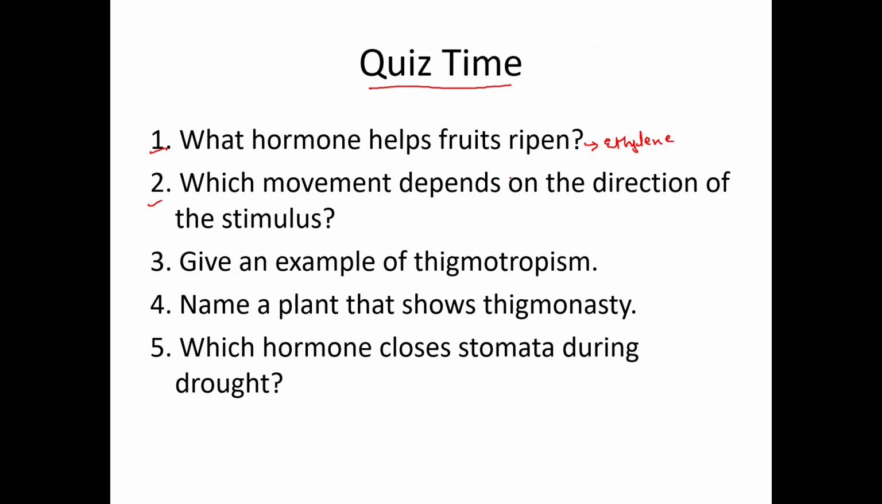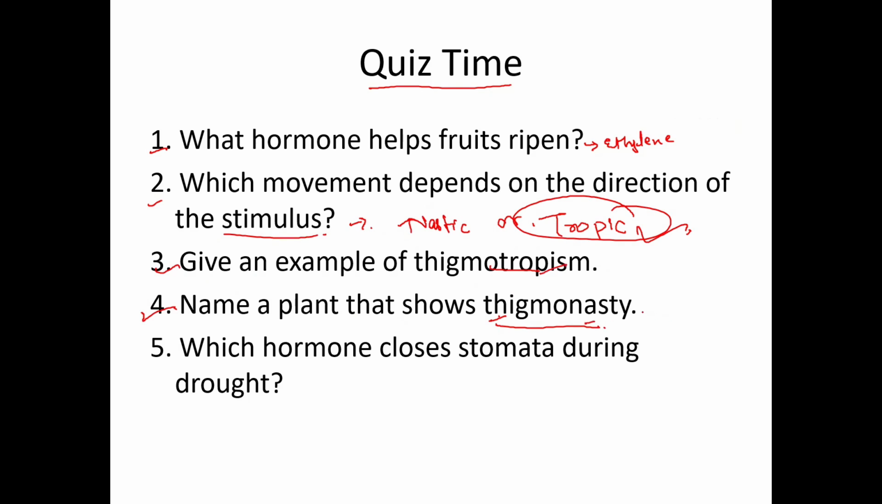Which movement depends on the direction of the stimulus? Directional movement is called, guess what, is it nastic or tropic? Which one is directional? So it's tropic. Give an example of thigmotropism: Mimosa pudica, the touch-me-not plant. Name a plant that shows thigmonasty. Thigmo is for tropism, this is for nasty. Again, the Mimosa pudica.